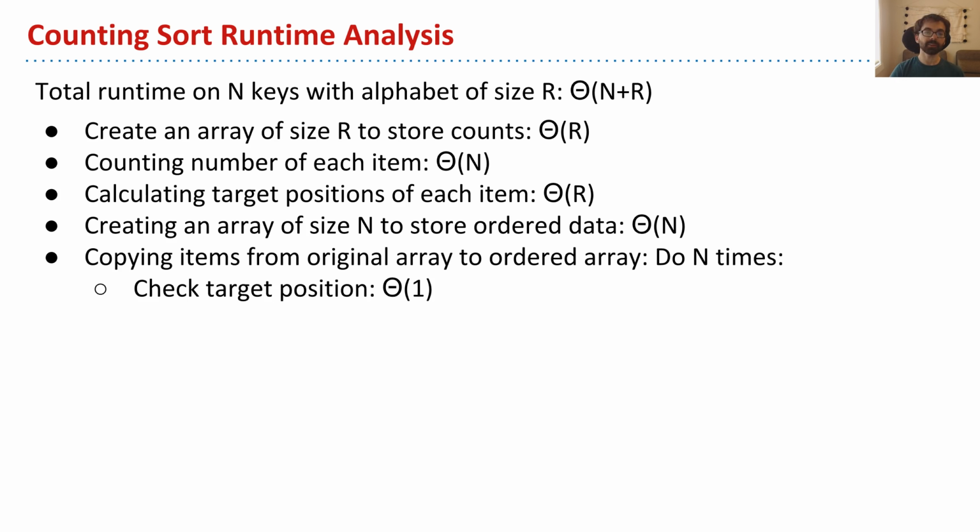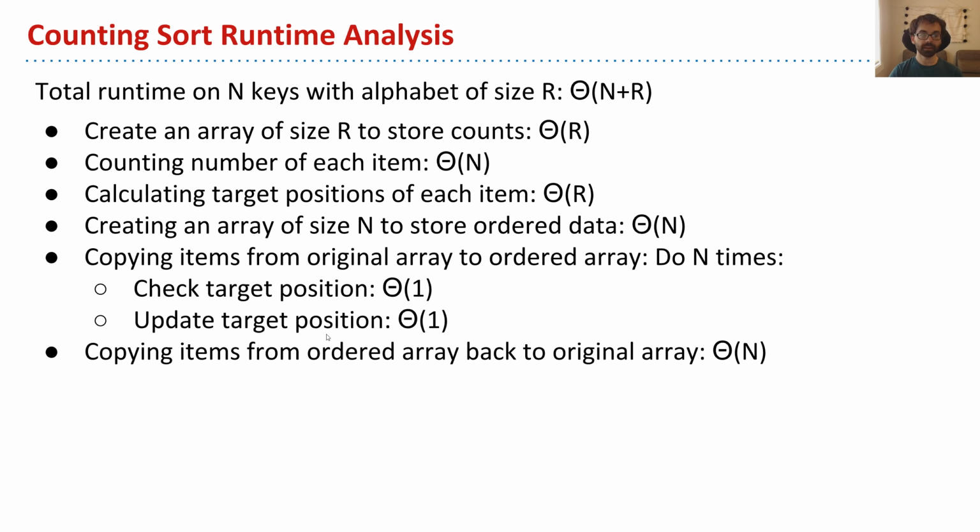First, check the target position. So I look in the array that tracks the starting positions, or the target position, and that will be theta 1. I then update the target position, and then I also have to copy the items. I guess I lift it off in this step, but I also need to copy the items. That's also theta 1. And then at the very end, assuming that we actually want to change the original array, we will copy everything from the final array back to the beginning, theta n.